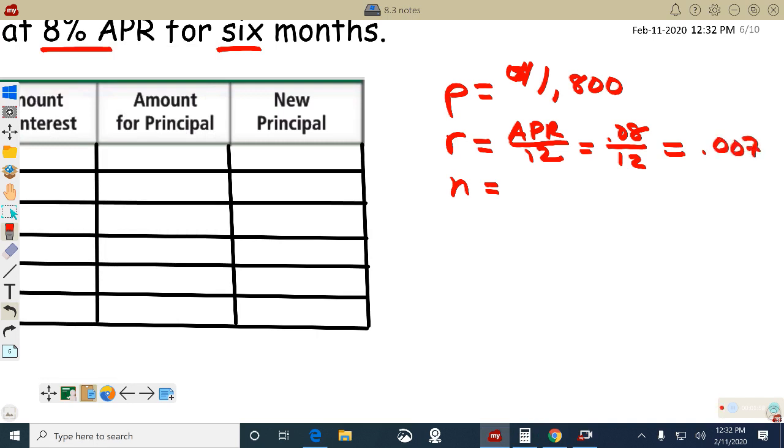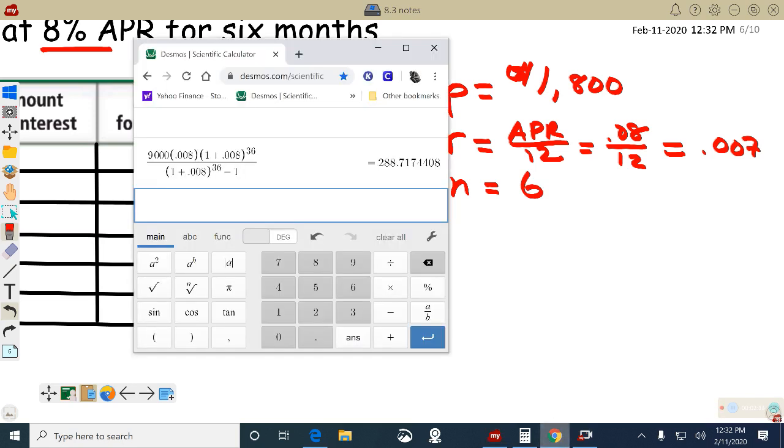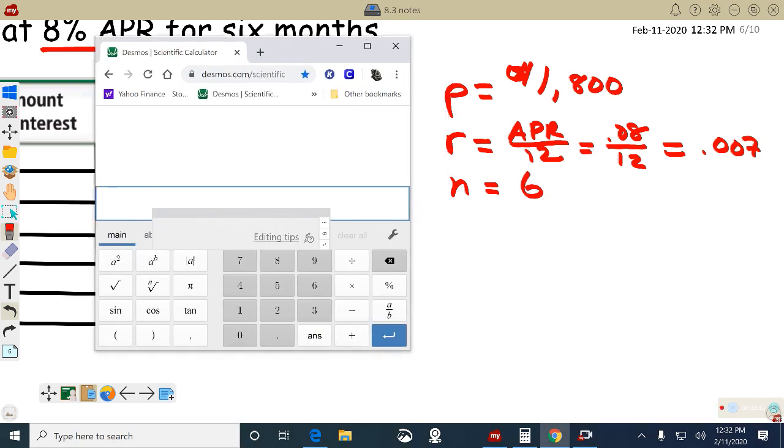Exactly. The digit to the right of the third. How many months is Jack going to pay this loan off? 6 months. So N is 6. I'll do the work now. Watch me do it. Let me get my calculator here, just like I did for warm-up. Let me clear all this stuff up. Exactly. P times R. So it's 1,800 times the rate, 0.007.